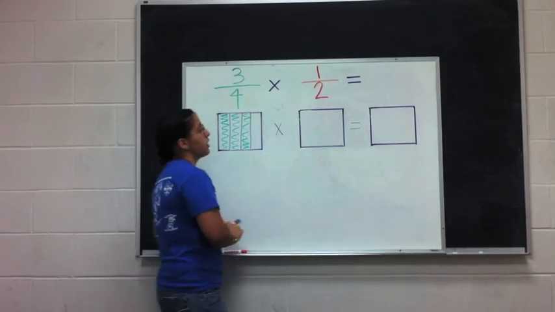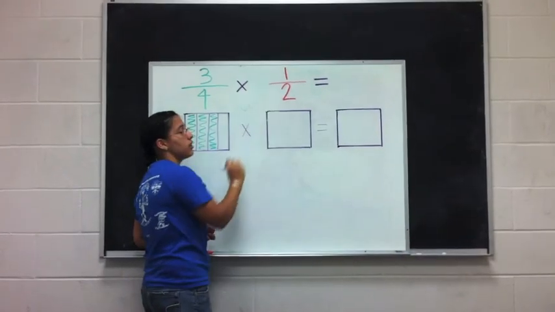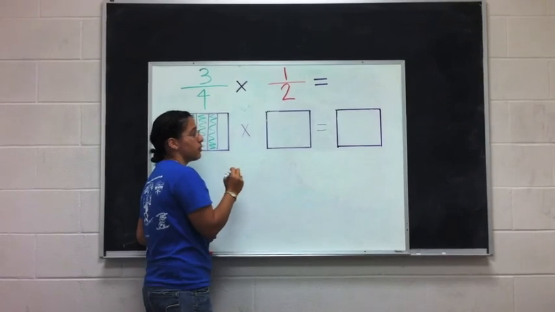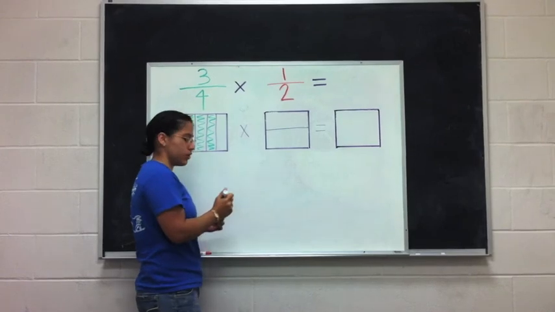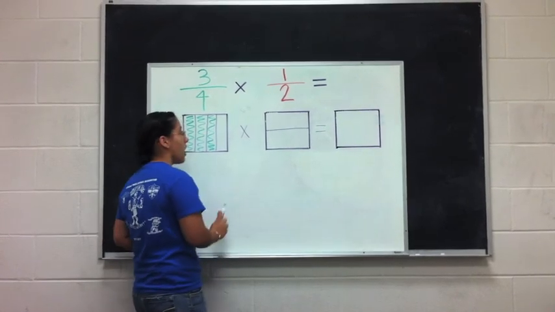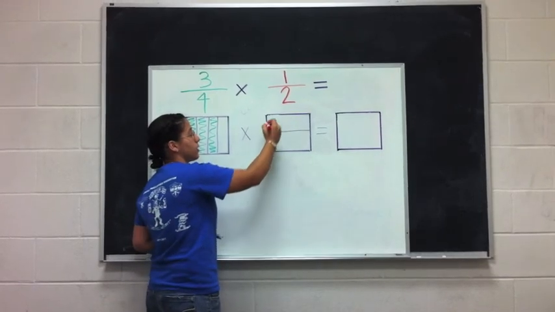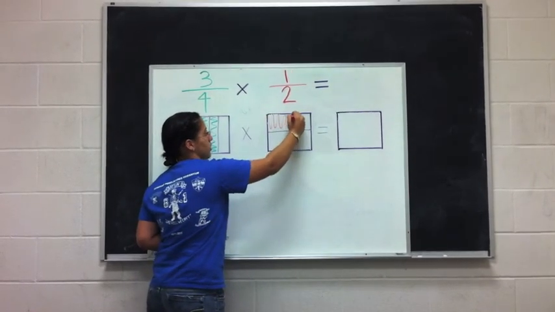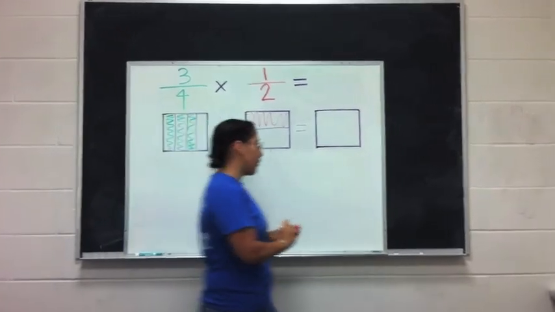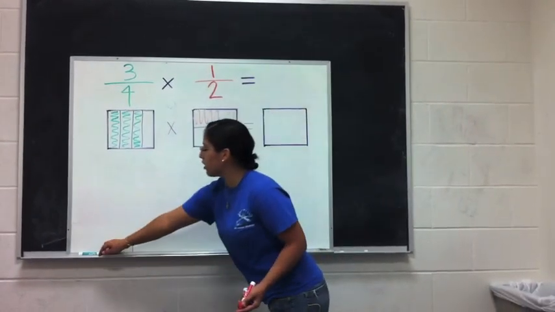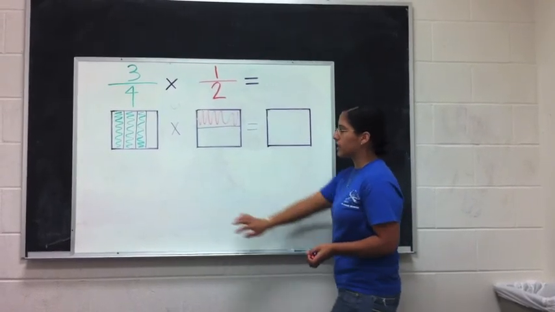The next box is going to represent 1/2. The denominator tells us how many spaces are going to be within the box. So there's going to be 1 line to break the box up into 2 spaces. And the numerator tells us that one part of the box will be colored in. So this shows 1/2.